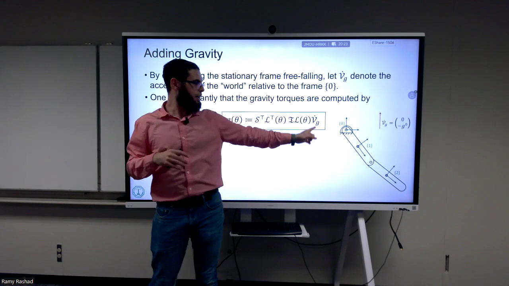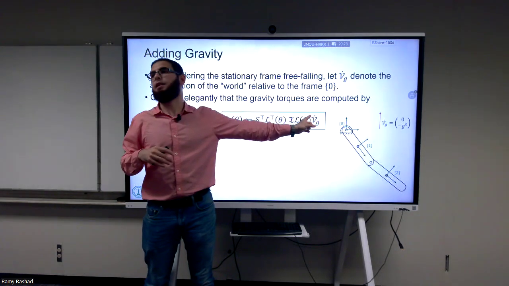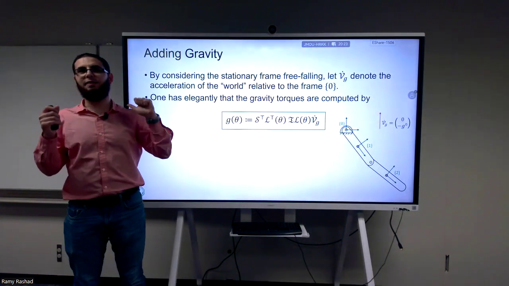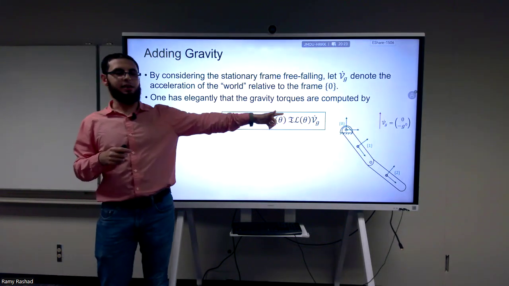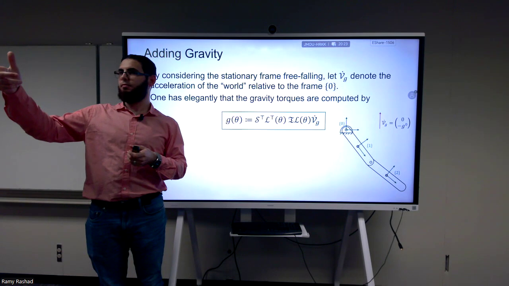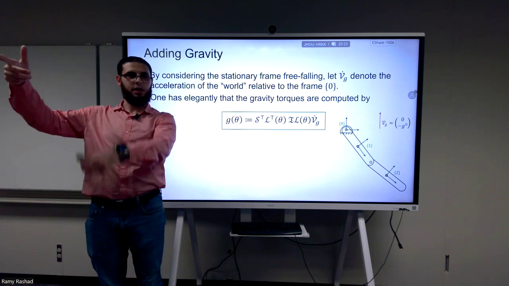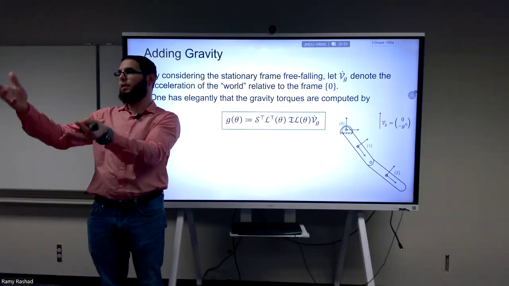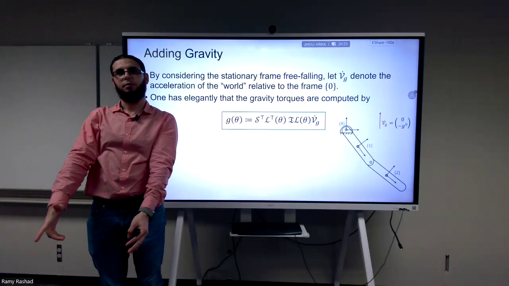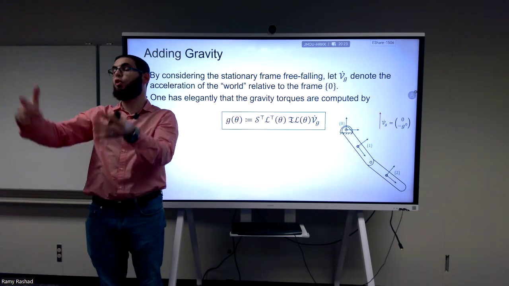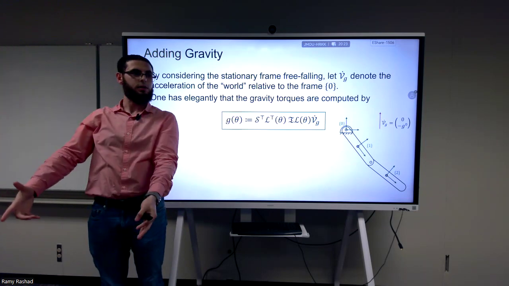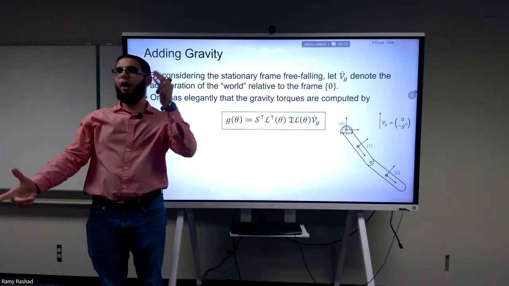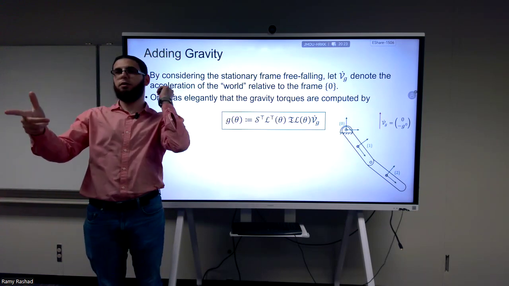But in the end, we have here some acceleration. This is the acceleration of the world. So instead of assuming that the frame is stationary and gravity is pulling all of the links down, we're going to assume that the whole setup is falling down. Okay, free falling with no gravity, so just free falling. If you have something that's free falling downwards, how does this person see the world?